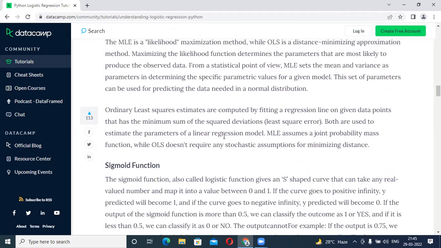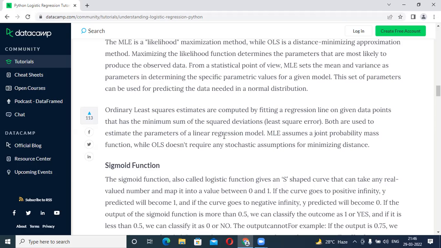The model which I developed is generally evaluated by all of these techniques. That is MLE, the maximization method, and OLS for distance minimization. With the least squares method, we can minimize the sum of the square deviation. So both are used to estimate the parameters of a regression model. MLE assumes the joint probability mass function, while OLS does not require a stochastic assumption for minimizing the distances.